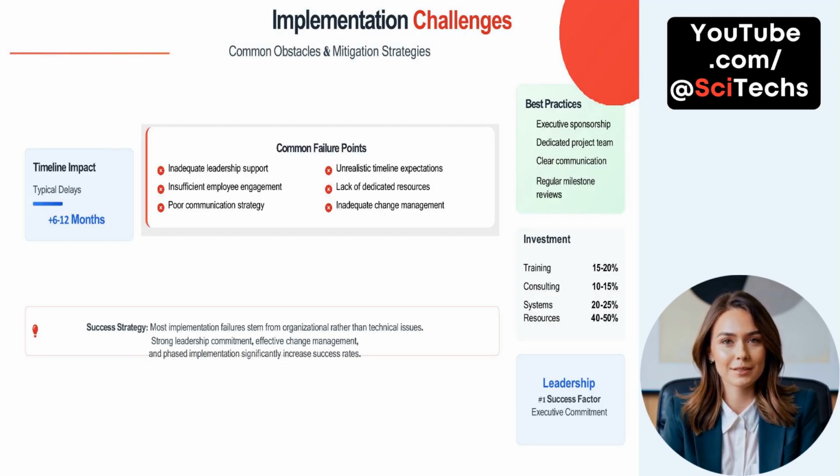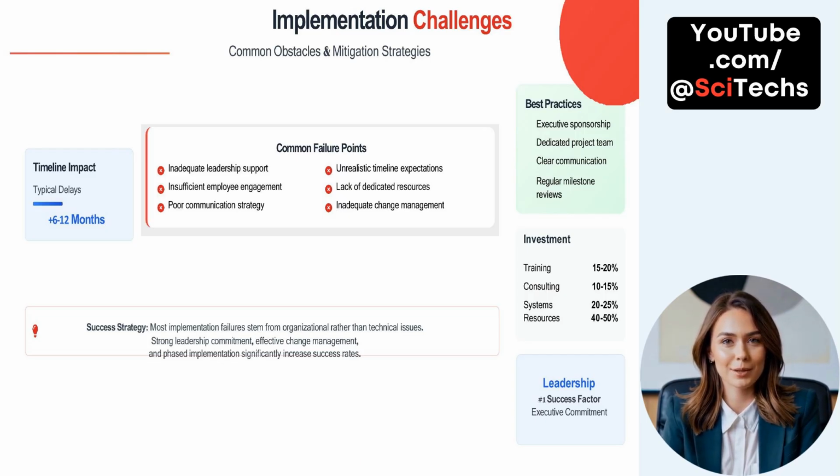Implementation challenges, failure points, and success strategies. Many quality management system projects encounter delays of 6 to 12 months due to a range of common failure points. These include inadequate leadership support, insufficient employee engagement, and ineffective communication strategies. Unrealistic expectations around timelines, a lack of dedicated resources, and poor change management practices also frequently derail progress. These issues are largely organizational rather than technical, highlighting the need for a solid foundation in leadership and communication.